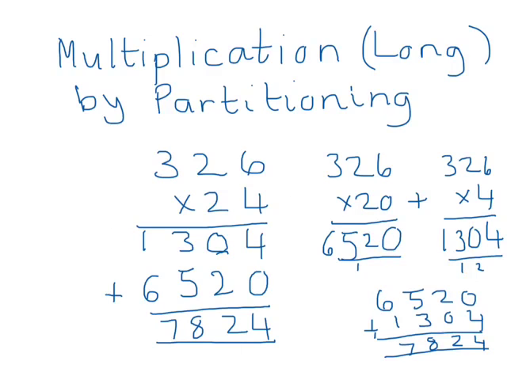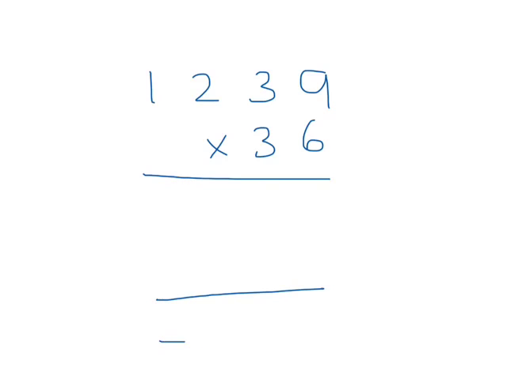Let me do one other example. Okay, let's do 1,239 times 36. So I'm going to do one line there, one line there, one line there, and I'm splitting my 36 into times by 6 and times by 30 and adding them together. So timesing by 36 is the same as timesing by 6, timesing by 30, and then putting them together. So I put my add sign there. So let's times by 6 first.